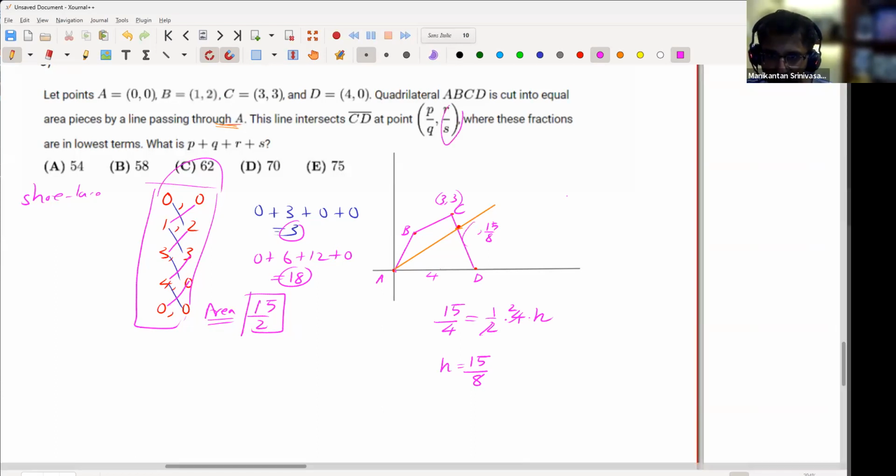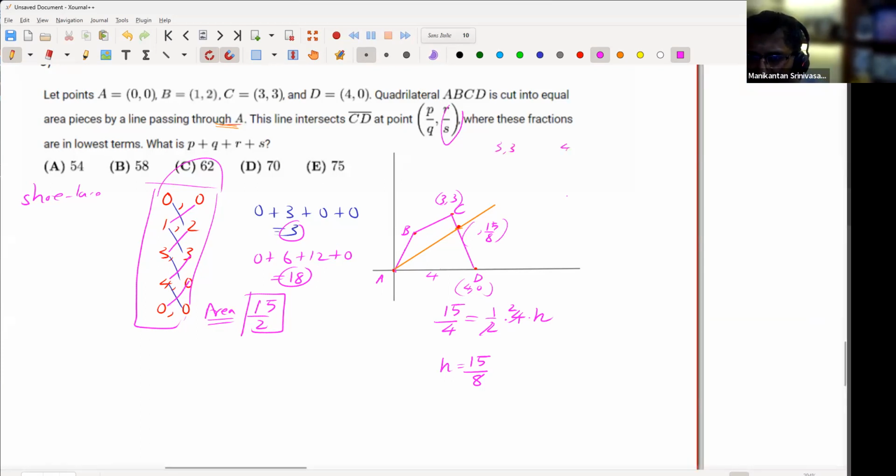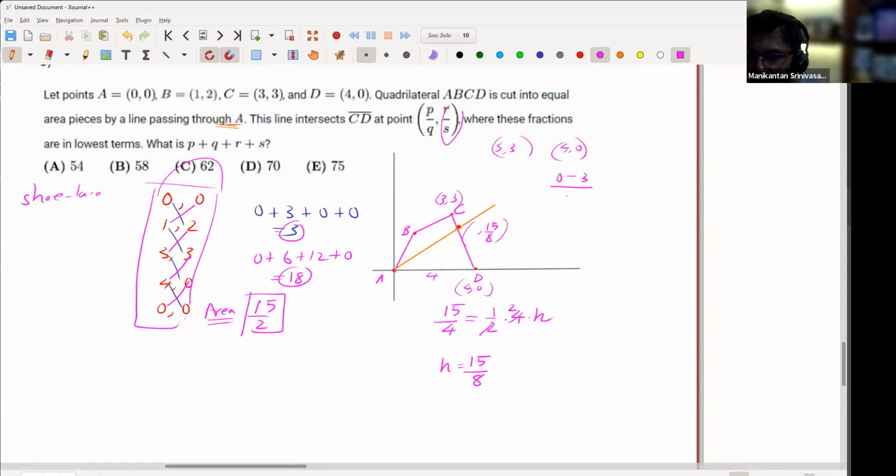Now P by Q we can figure out, right? So P by Q, how do we figure it out? We know the slope of CD. C is 3, 3 and D is 4, 0. So what is the slope? Y2 minus Y1 by X2 minus X1. Are you guys all comfortable with finding the slope and all that? Minus Veer, you're okay with finding the slope? Yes, absolutely. So slope is minus 3.